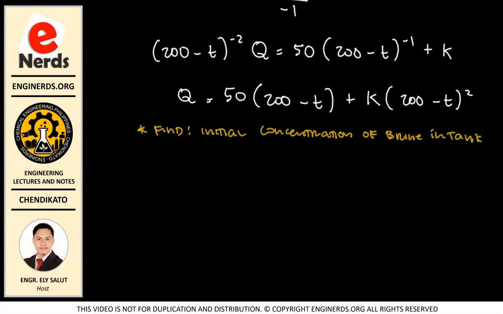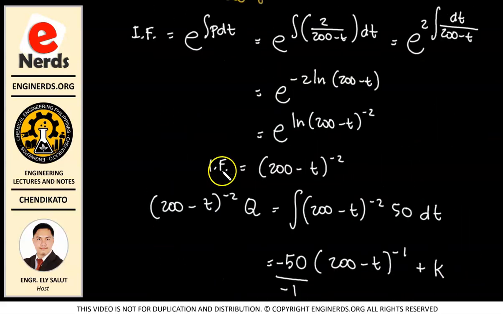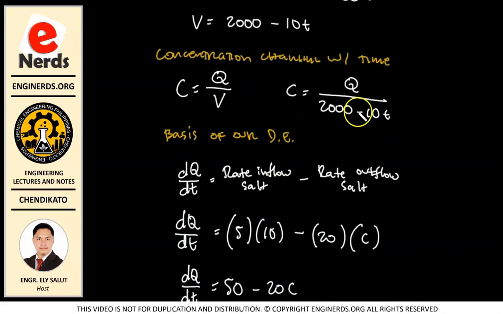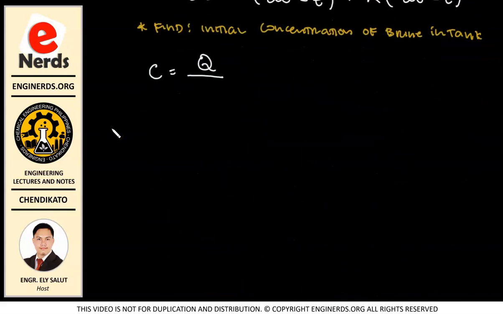Okay, so how are we going to do that? So we know that our concentration is equal to Q over 2000 minus 10T. This one here, we already solved earlier. Okay, so let us use that. So we have here Q over 2000 minus 10T.